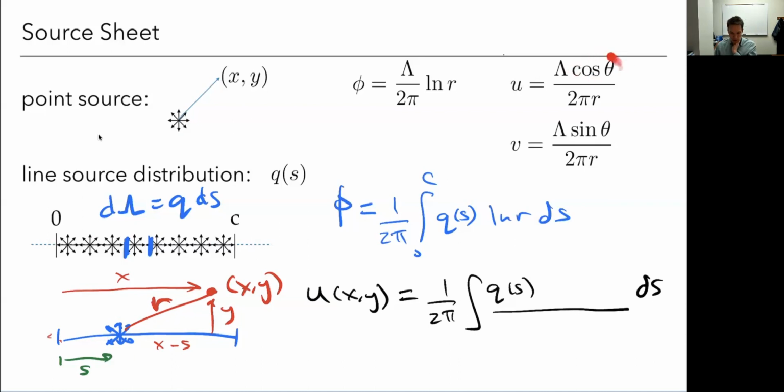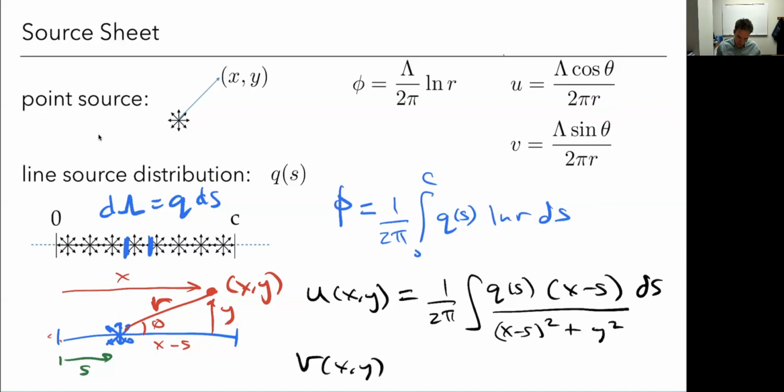But I also have a cosine of theta. And theta, if we go back to the source, is this angle here. It's the angle from my horizontal to this r vector that goes from the center of the source to the point I'm interested in. So the cosine of theta is x minus s divided by r. So I've got x minus s on top, and then a second r. Because cosine of theta is x minus s over r, but I already have an r in the denominator, so now I have an r squared. That leaves me with x minus s squared plus y squared.